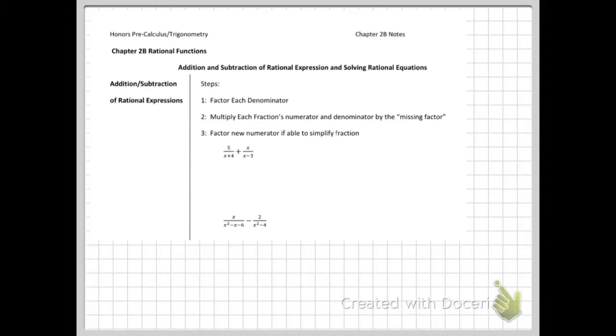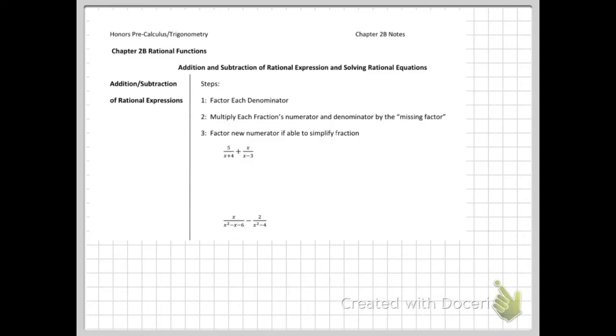Okay, rational functions. Adding and subtracting rational expressions and solving rational equations. So for addition, it's just like if you're adding regular fractions, right? You need to make sure that you have a common denominator. So in order to get a common denominator, you're going to factor each of the denominators.